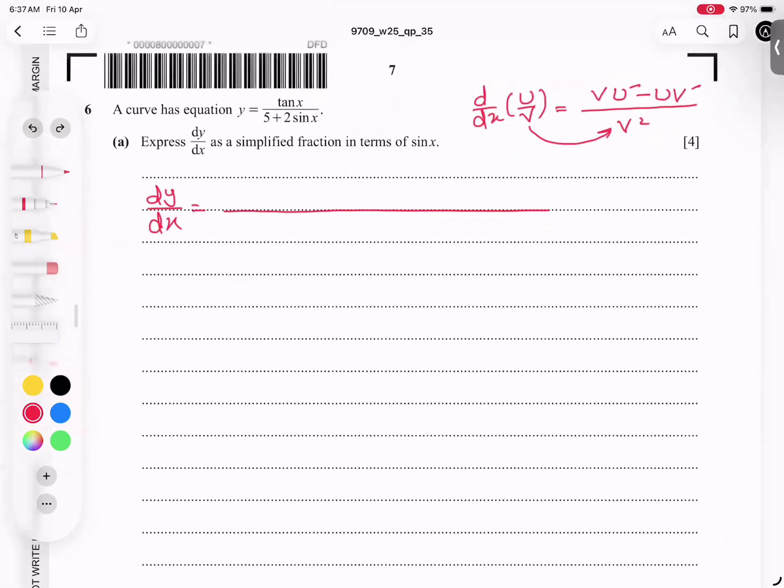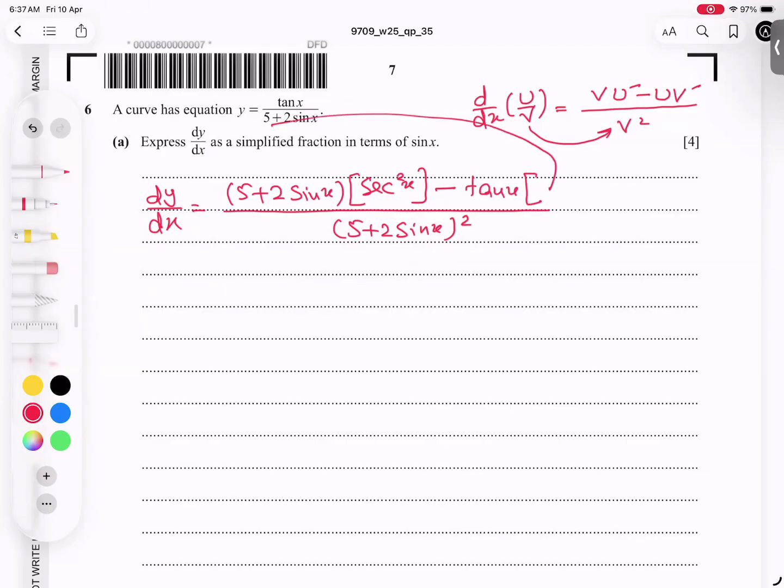So let's start. First of all, square the denominator, as I said before, which I squared, copy as it is. So (5 + 2 sin x) squared. And the derivative of tan is secant squared, minus this derivative here. Now reverse, students: outside tan, inside the 5, derivative is 0, and sine derivative is cos.